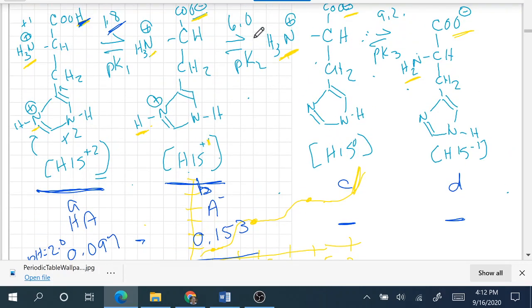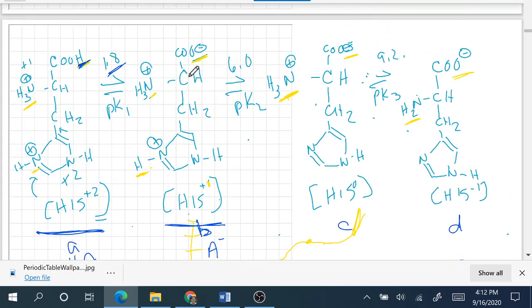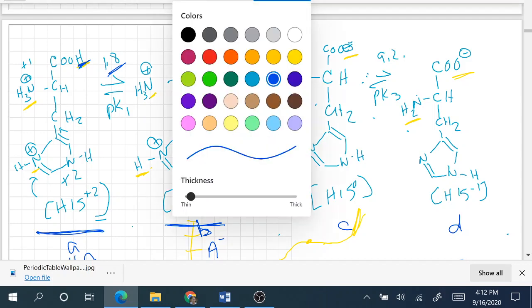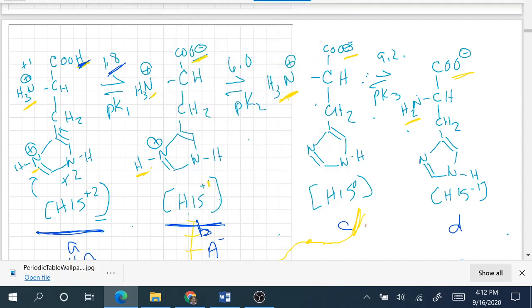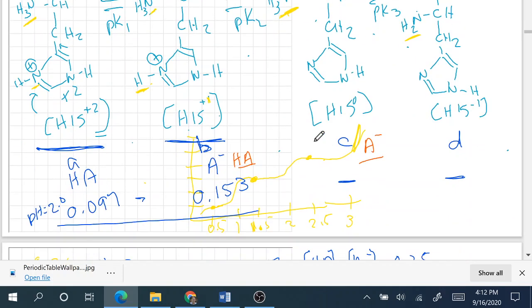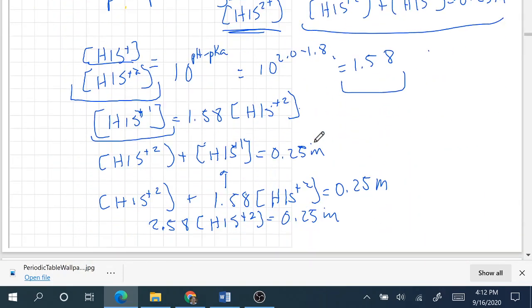And so at pH 6.4, the predominant reaction is going to be losing this hydrogen here. Okay, losing this hydrogen on the imidazole ring. So we're going to have His plus 1 and His 0. Those are our predominant species. We're going to have B and C. So His plus 1 and His 0. His 0 is now, let's change our color to like orange. And that is going to be our A minus because we've deprotonated, and His plus 1 is going to be our HA. So that's our new HA and our new A minus. So we've got His 0 and His plus 1. So let's go ahead and do that calculation.